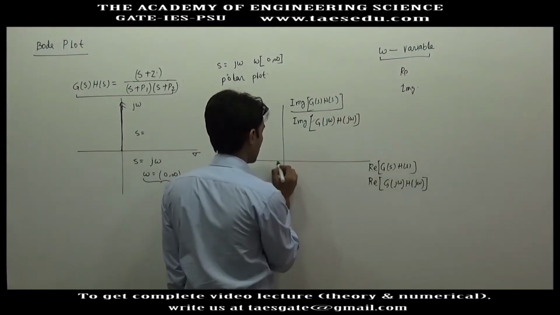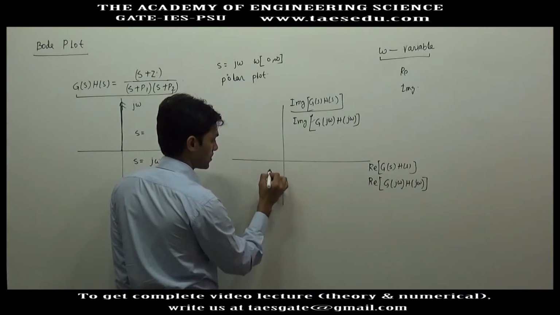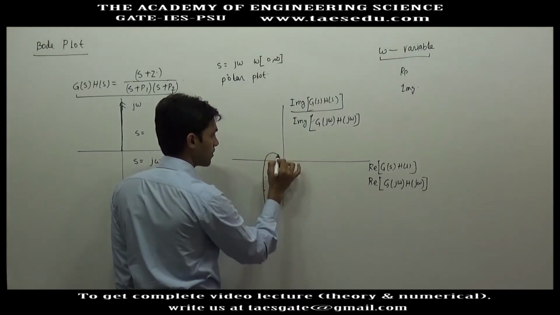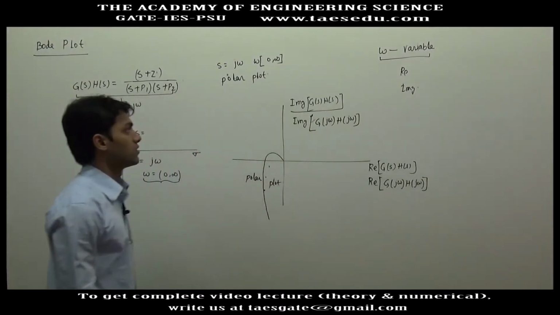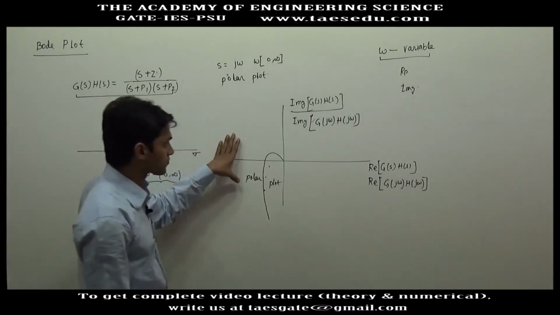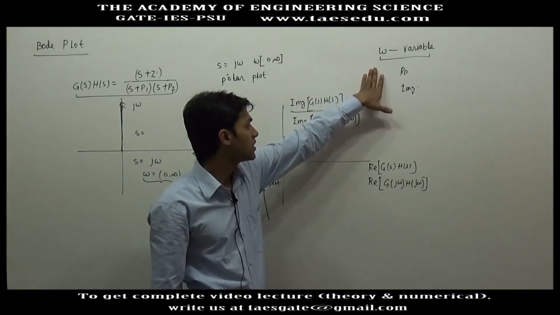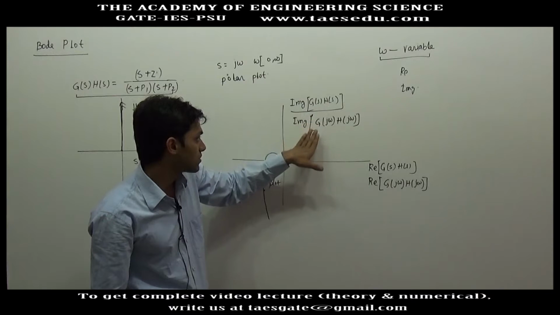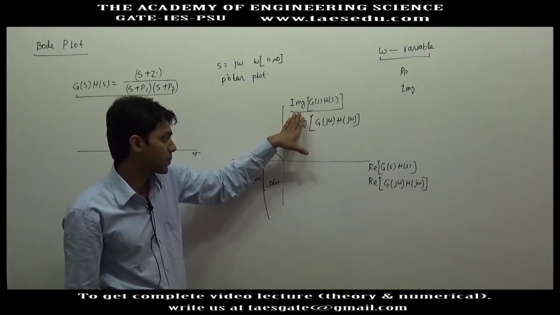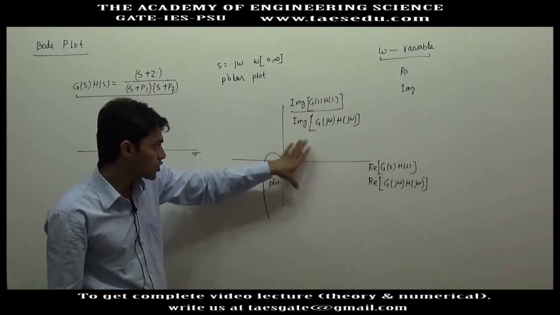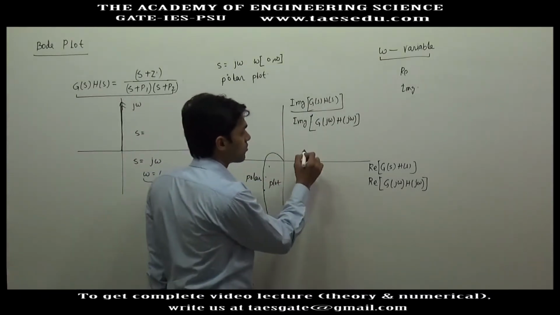Let's say for some omega we have this point. For some other omega we will have this point. So this way you will have a plot. This will be polar plot. In this graph, on x-axis we have real part, on y-axis we have imaginary part. Although omega is variable, in this graph omega is not visible. We don't have any axis for it, because we are drawing on a two-dimensional plane, so there can be only two variables. So omega is not shown in this graph.